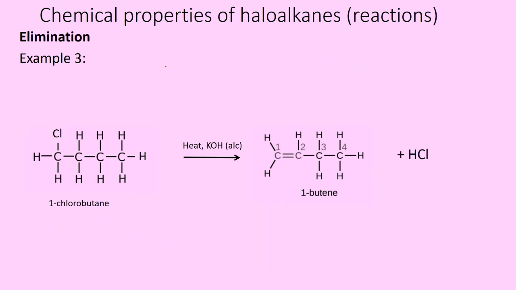Okay, so this elimination shows an example when there's only one product possible. So if we look at the carbon that has the chlorine on it, which is this carbon here, and look at its neighboring carbon, and we're going to form a double bond here, there's only one possible place that it could form a double bond, so there's only one product in this example. So 1-chlorobutane reacted with alcoholic potassium hydroxide and with heat makes 1-butene.